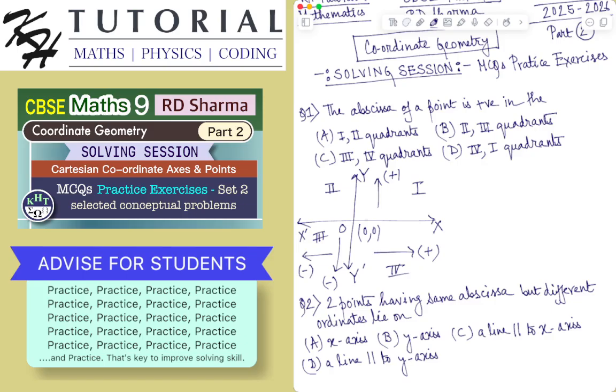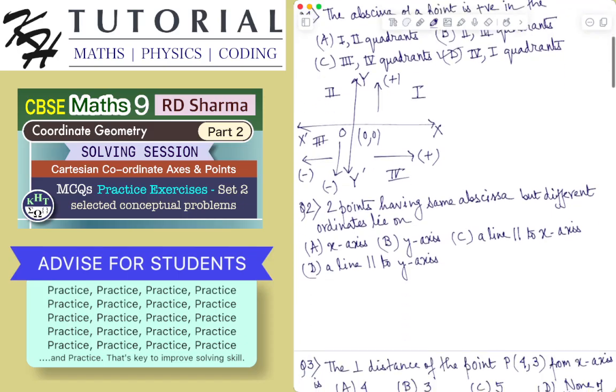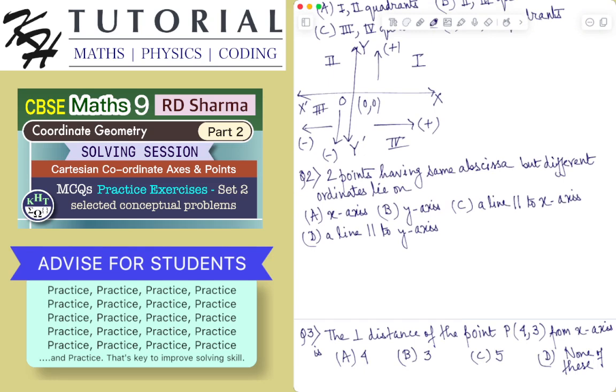So the correct choice will be D, fourth and first quadrant. Let's see the next problem. Two points having same abscissa but different ordinates lie on.